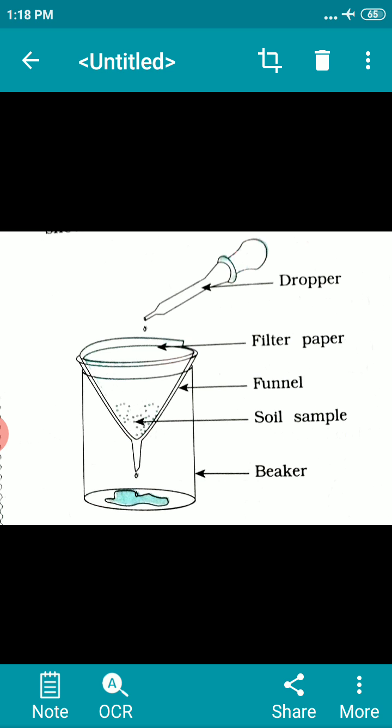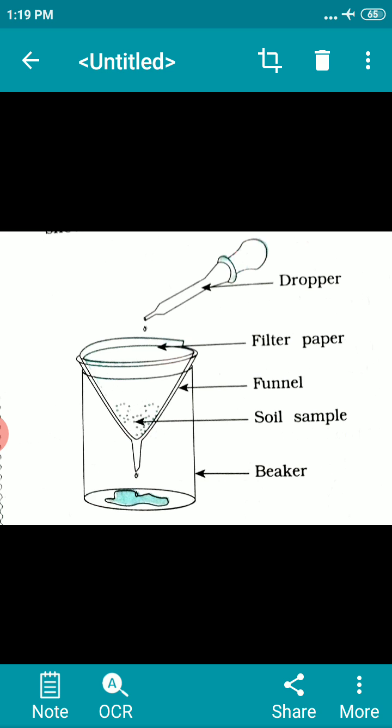Take a plastic funnel, take a filter paper, fold and place it as shown in the figure. Weigh 50 grams of dry powdered soil and pour it into the funnel. Measure a certain amount of water in the measuring cylinder and pour it drop by drop on the soil. Use a dropper for this purpose. Do not let all the water fall at one spot. Pour water all over the soil. Keep pouring water till it starts dripping.